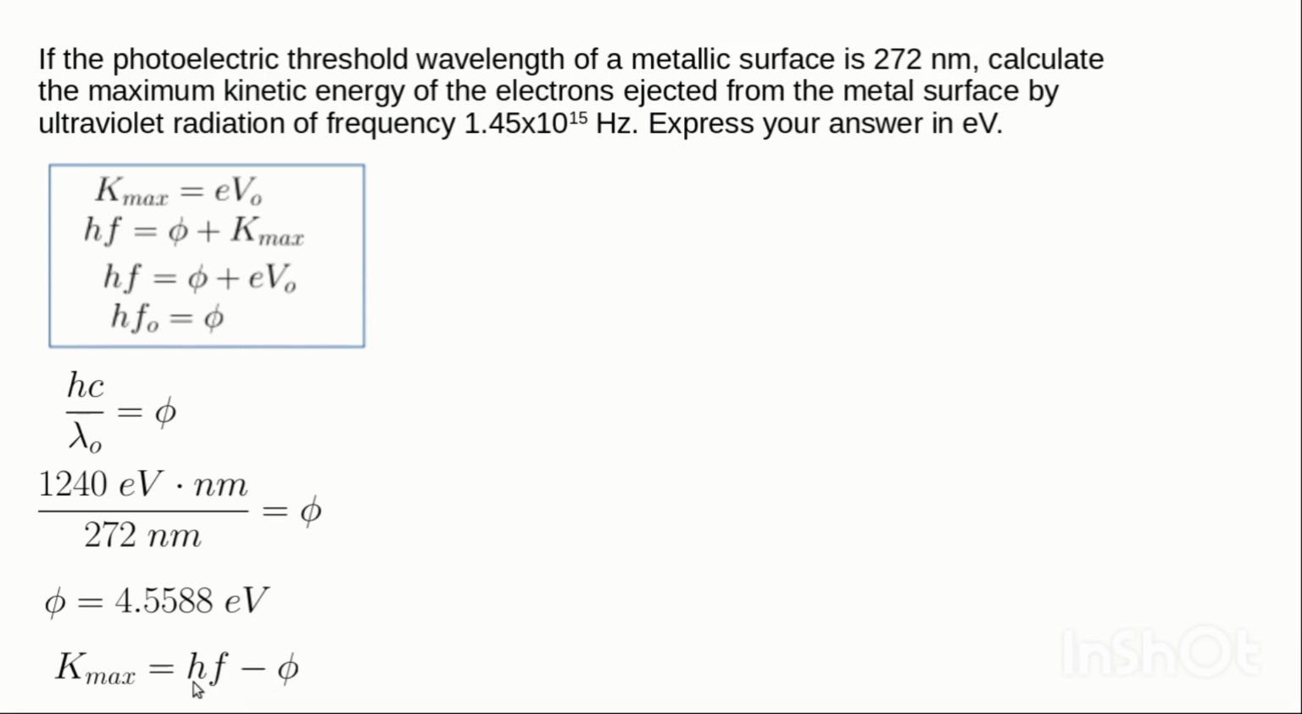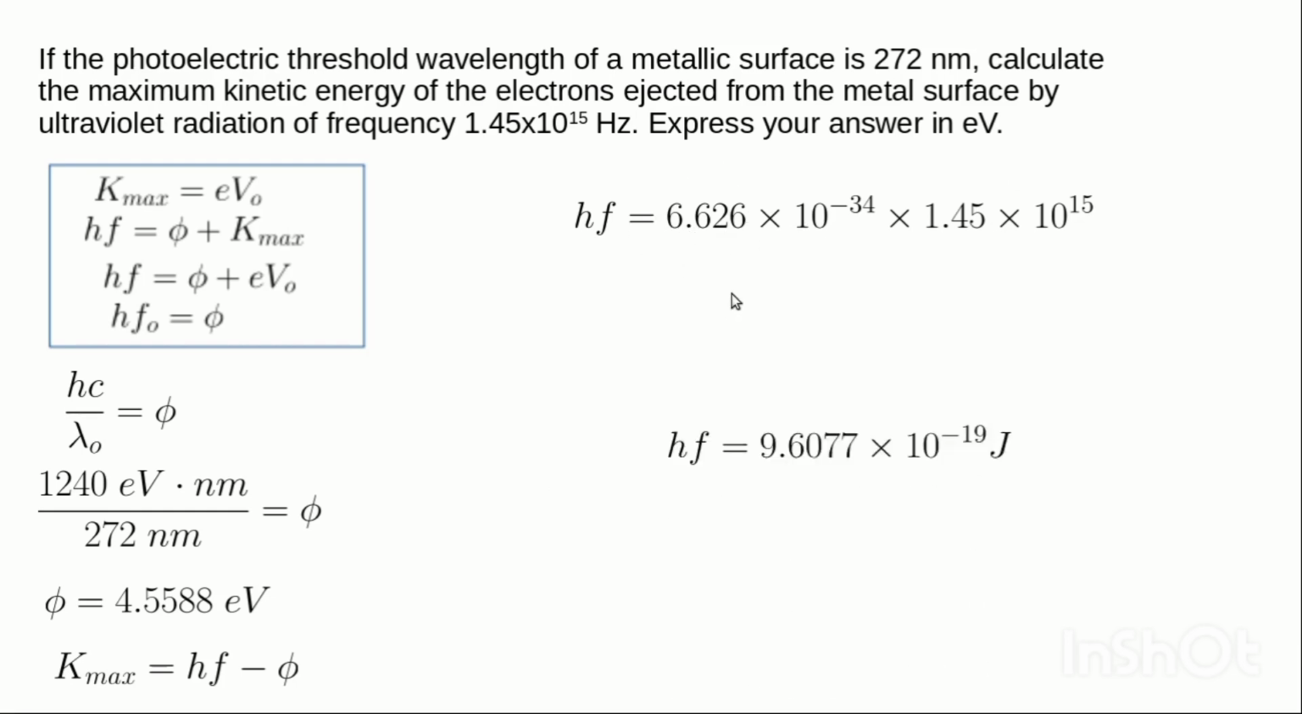What we can do is first of all take care of our hf. Let's solve for hf first. Our hf is this expression times this. We can see 1.45 times 10 raised to 15 with our Planck's constant. If we multiply this, it gives us a final answer in joules.